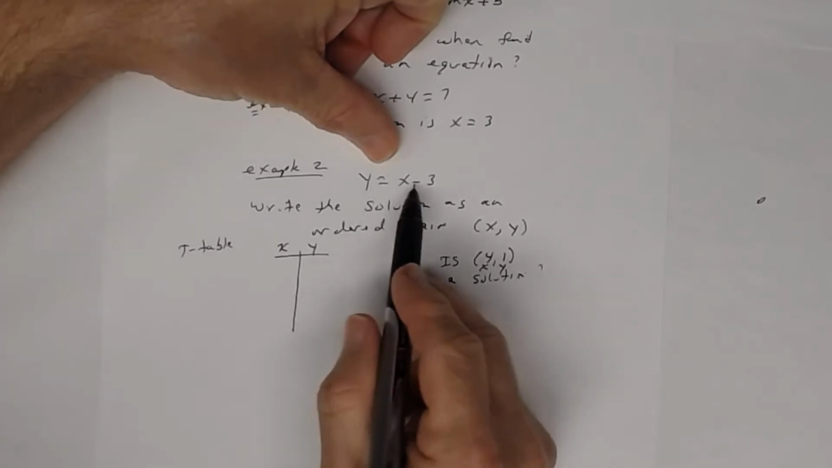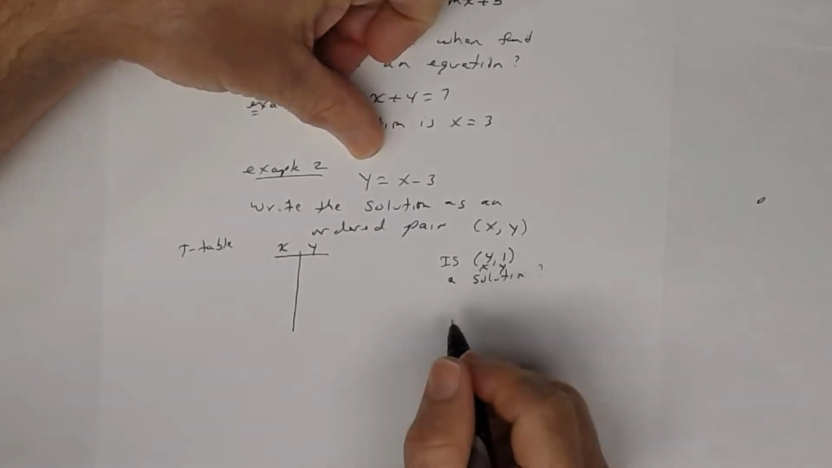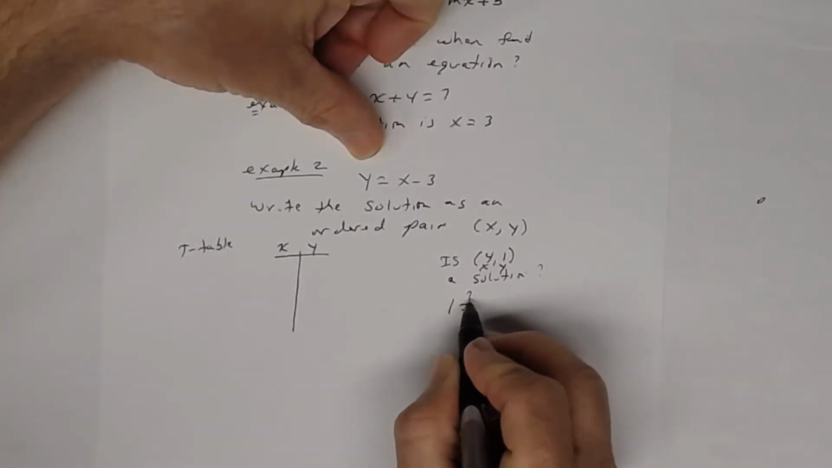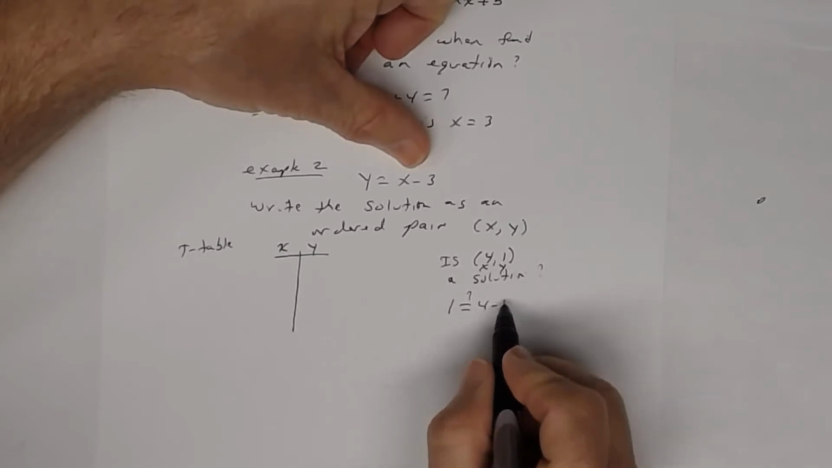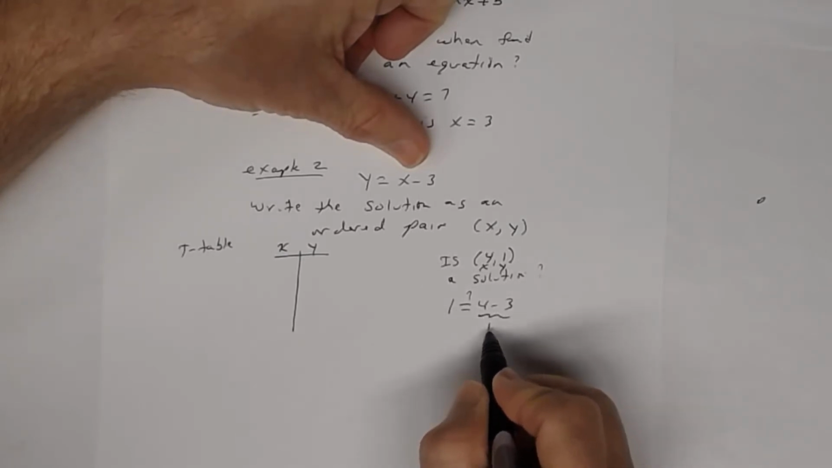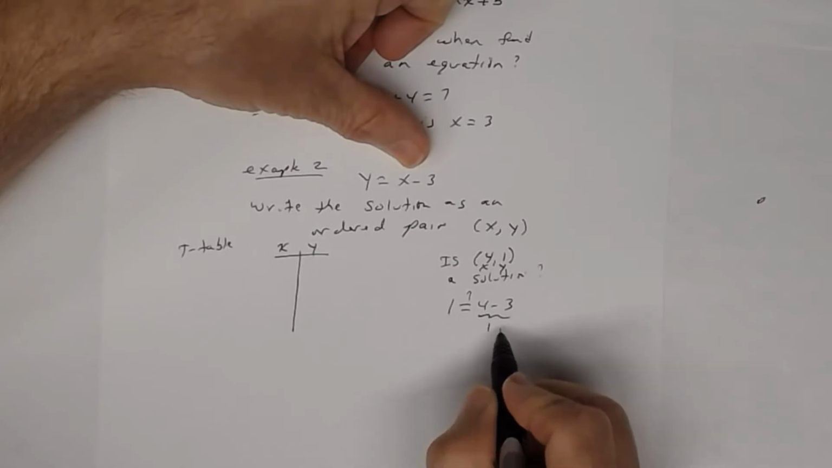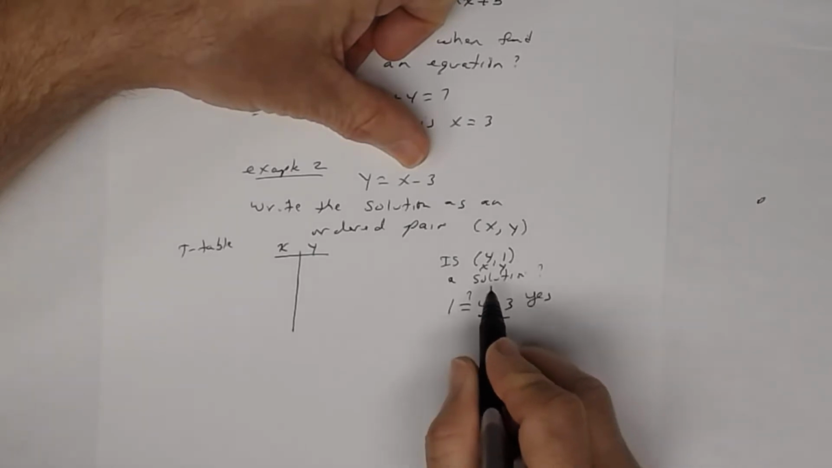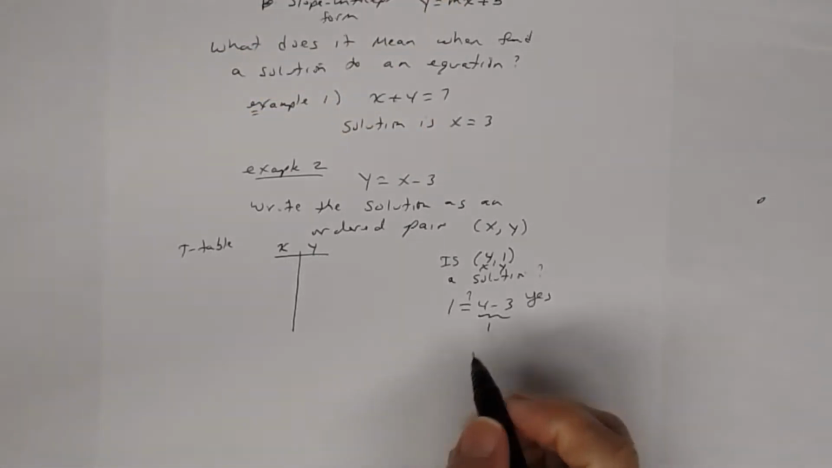Okay, so here's what we have. Y is 1, so the question is, is 1 equal to x, which is 4, minus 3? Well, what's 4 minus 3? 4 minus 3 is 1, and 1 equals 1. So the answer is yes. Is (4, 1) a solution? The answer is yes. Okay?